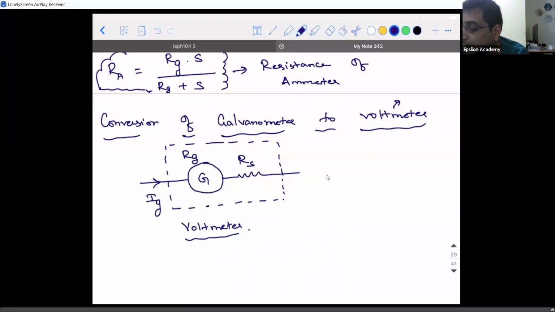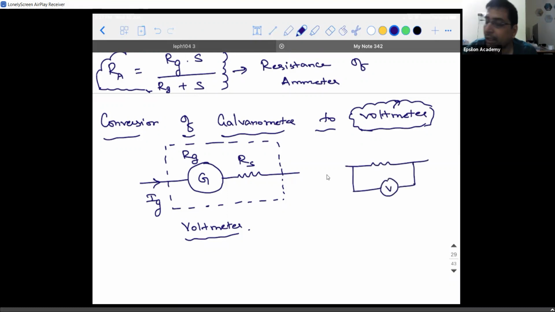Because first of all, we need to understand one thing. What is a voltmeter? The voltmeter will measure the exact value of potential difference. So how is a voltmeter connected across any circuit? It is connected in parallel. So you have a resistor, and across this resistor you are connecting a voltmeter, for example, like this.